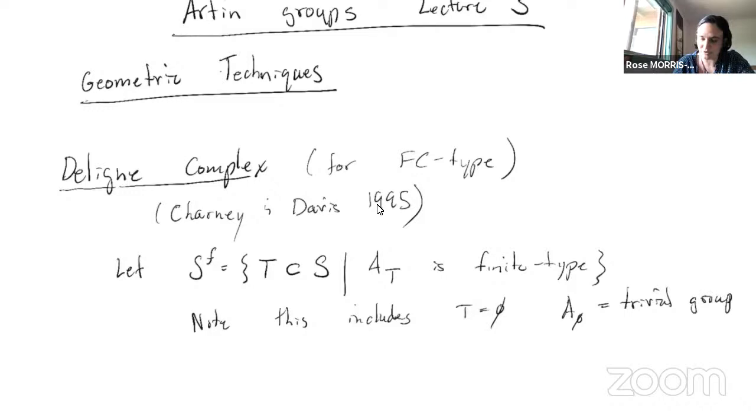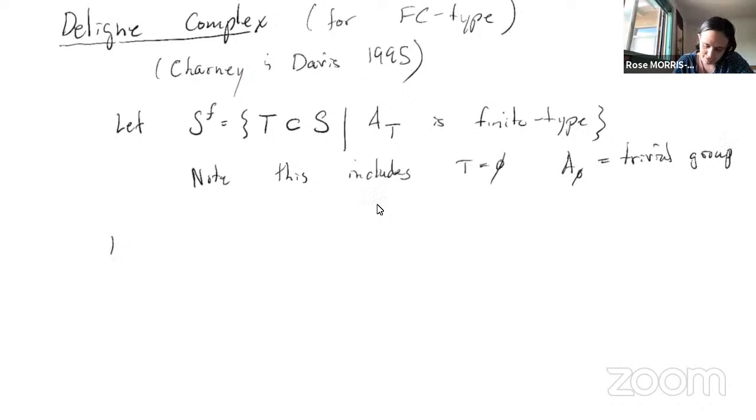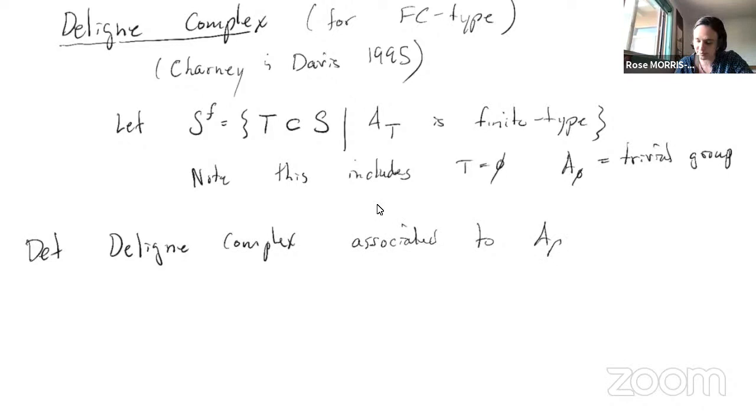All right, and then how do I define the Deligne complex? The Deligne complex is going to be a CAT(0) cube complex. Here we're defining the Deligne complex associated to an Artin group A_Γ. You can define this for any Artin group, and then it'll be CAT(0) only in specific cases. So associated to A_Γ is a cube complex, and I'm going to denote it by D_Γ, and it's defined as follows.